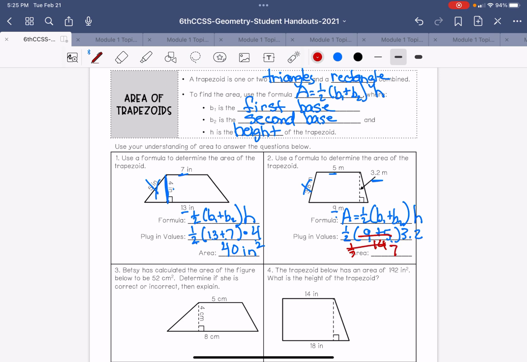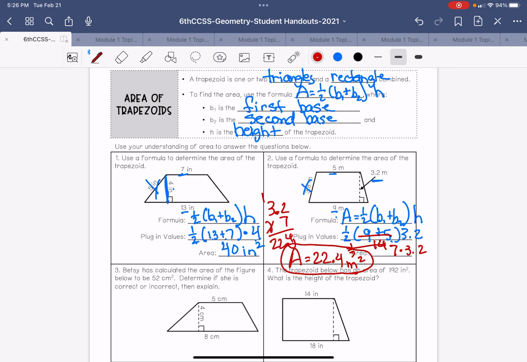So now I have 7 times 3.2, which would be, I'm going to do it right here because I don't have a calculator, but you can use a calculator. 2 times 7 is 14. 7 times 3 is 21, plus 1 is 22. There's one decimal place, so my area is 22.4 meters squared. All right, go ahead and finish up this page. Oh, I'm going to go over one more.